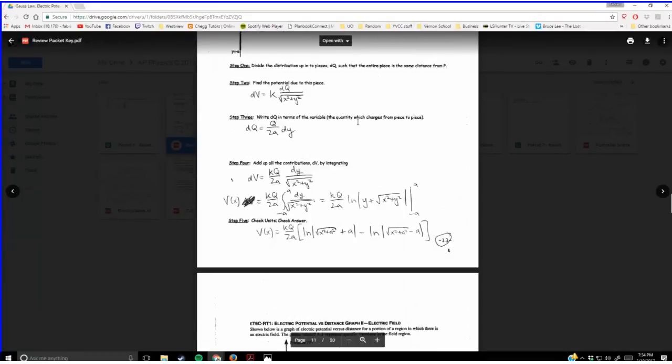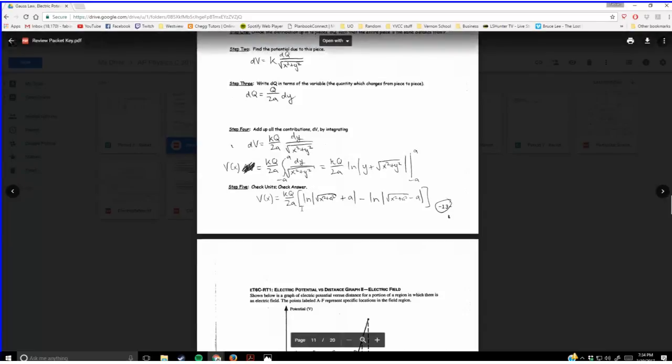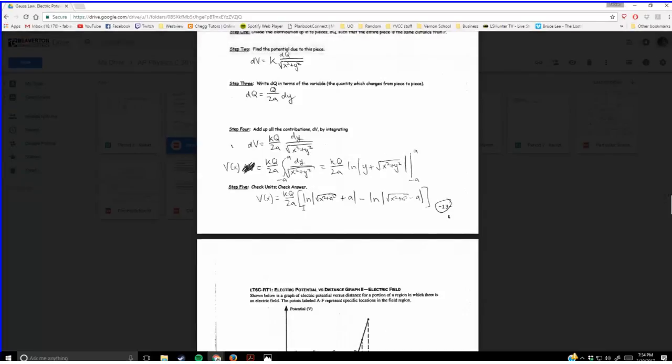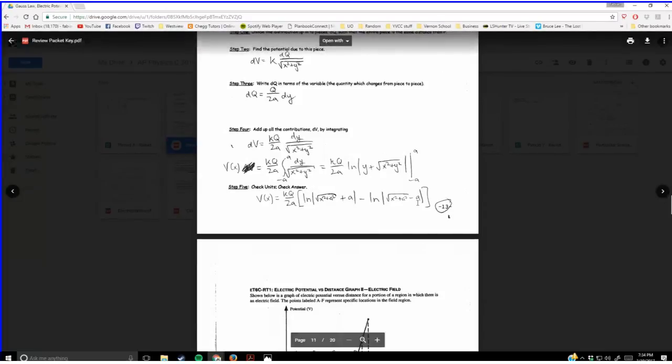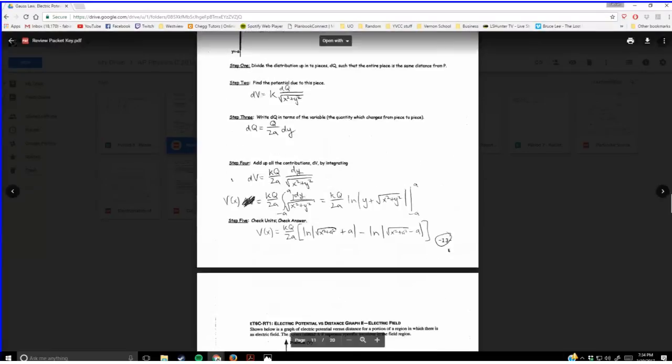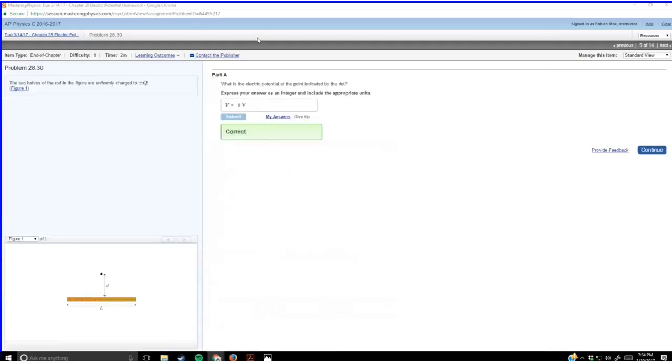Yeah, so I put the answer key to this online too, and the outcome of that integral is something kind of crazy. So very unlikely that you'll actually have to calculate that. 28.67. Let's see.